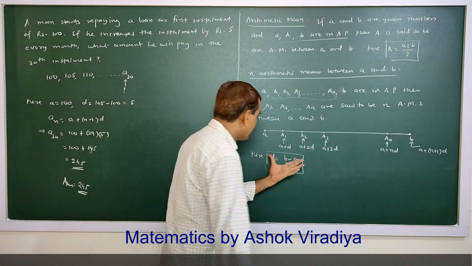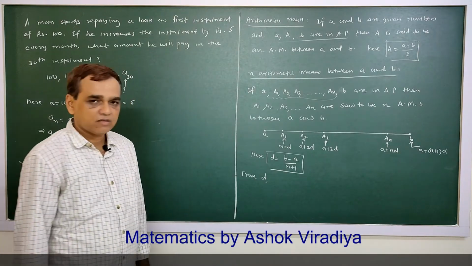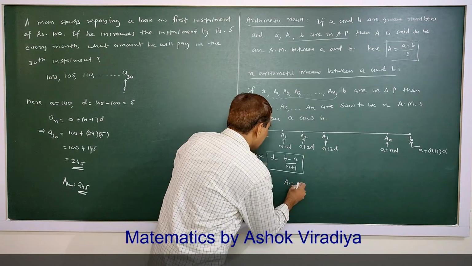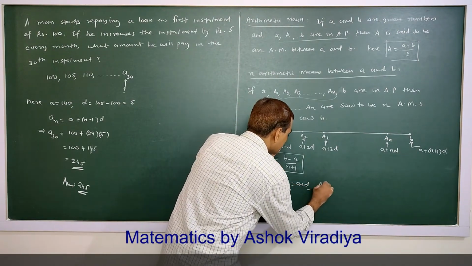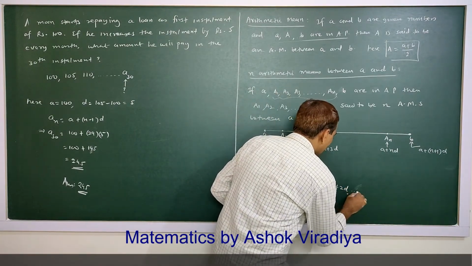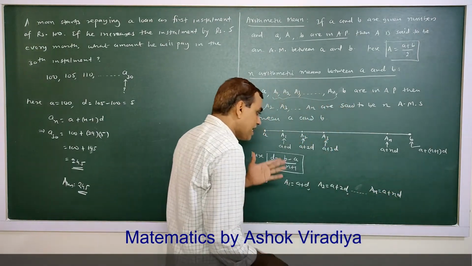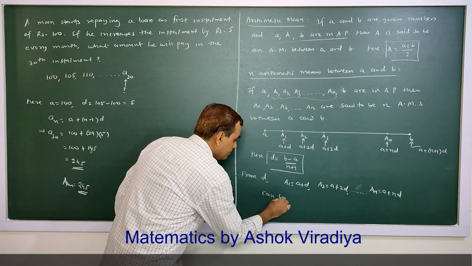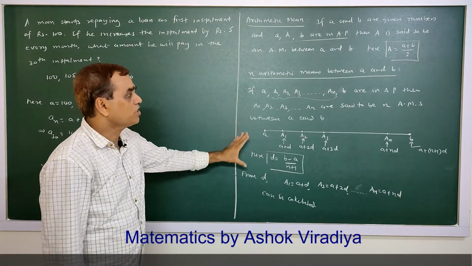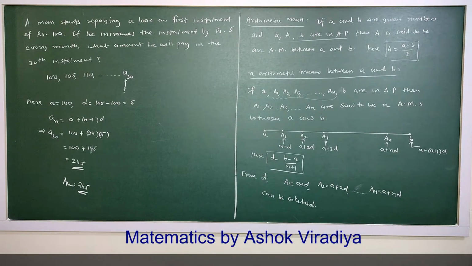So after calculating D, after getting the value of D, A1 is A plus D, A2 is A plus 2D, and so on. An is A plus ND. These n arithmetic means can be calculated. So this is the procedure to find n arithmetic means between two given numbers.